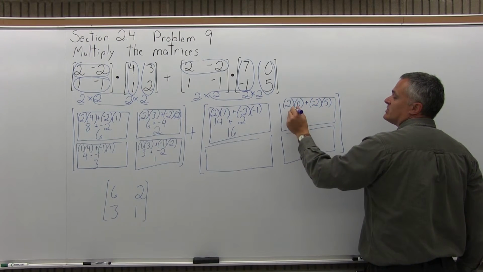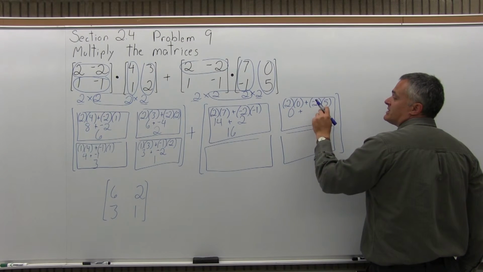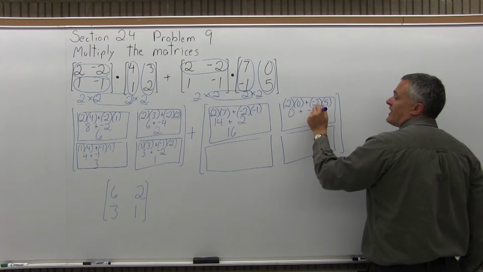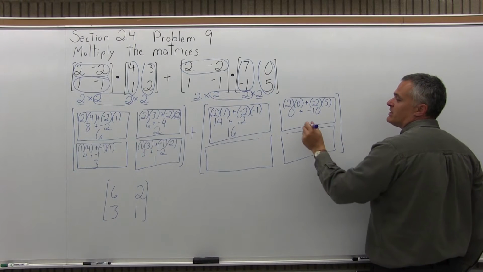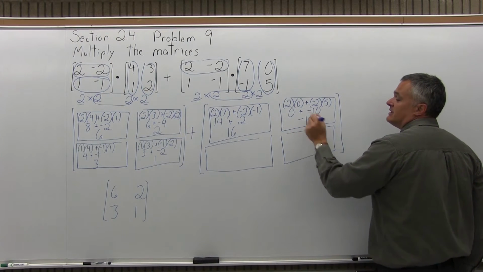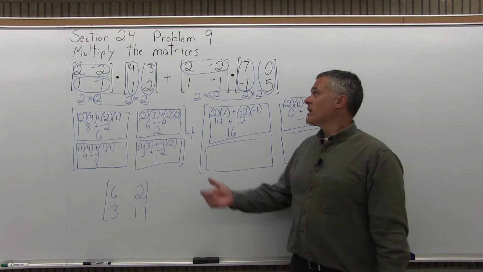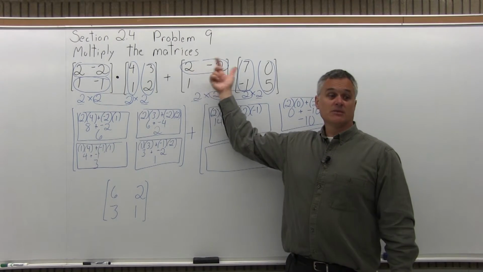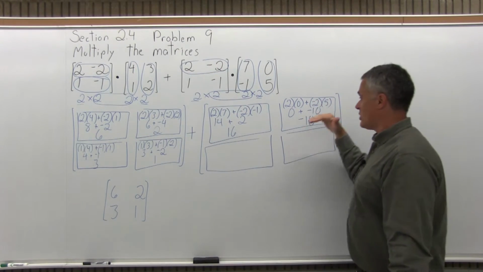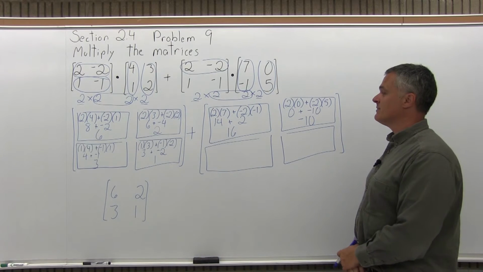So first times first, 2 times 0 is 0, plus second times second, negative 2 times 5 is negative 10. So 0 plus a negative 10 is negative 10. And again, the work I did was multiplying the top row times the second column, so I put my answer in the top row and second column of the solution.